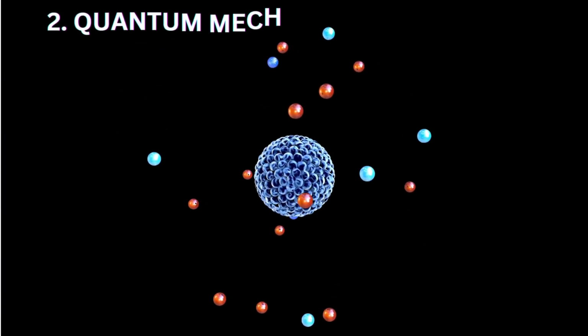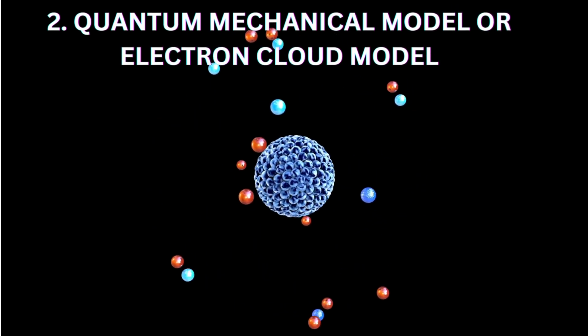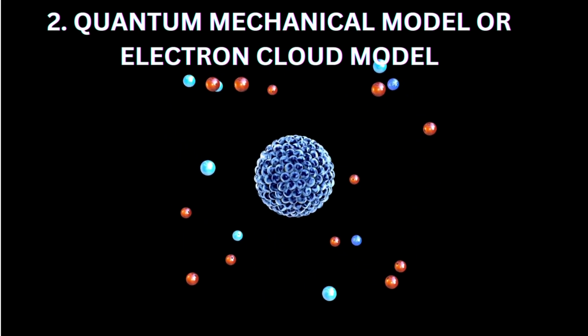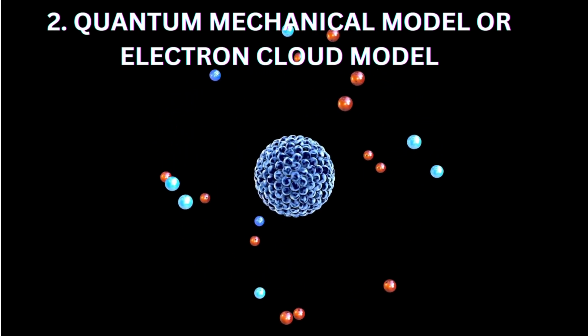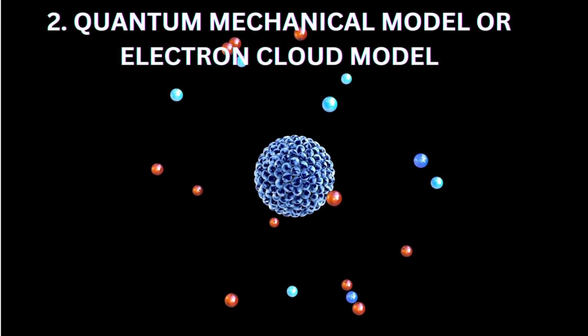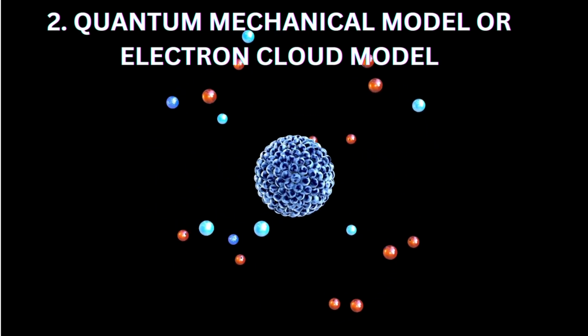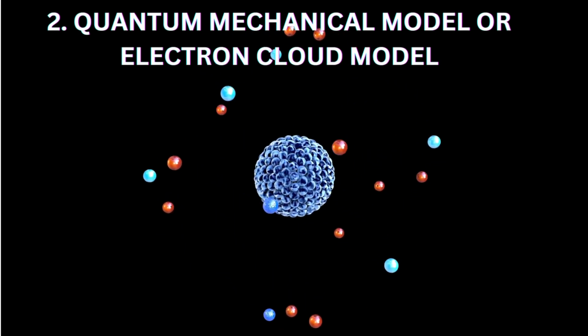2. Quantum mechanical model, or electron cloud model. Developed in the early 20th century, building on the work of scientists such as Louis de Broglie, Werner Heisenberg, and Erwin Schrödinger. Key features. It describes electrons as existing within a three-dimensional cloud or orbital rather than fixed orbits.